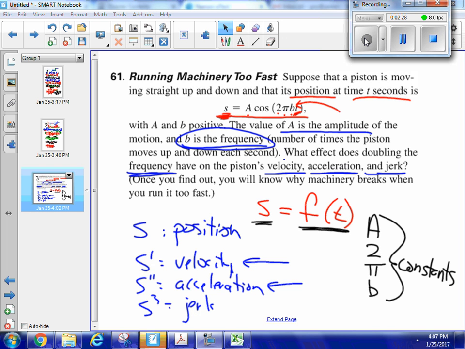But again, reading the problem, we're looking to find out what effect it has on velocity, acceleration, and jerk. As soon as we see those, and we know we have position, we know that we have this order of derivatives. So this is a problem where we're just going to take derivatives.